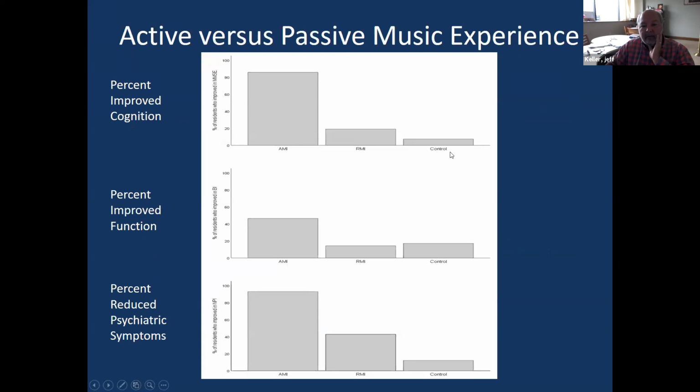So what we see here is here's control. Here is the music therapy where there's just passive listening. And here is where the individual is engaged in the music, either with tambourine, singing, or both. And so you can see that there is a dramatic going from 20% improvement to 80% improvement in cognition through the active engagement with the music versus passive or control conditions. Similar here with the activities of daily living and reduction of psychiatric symptoms.